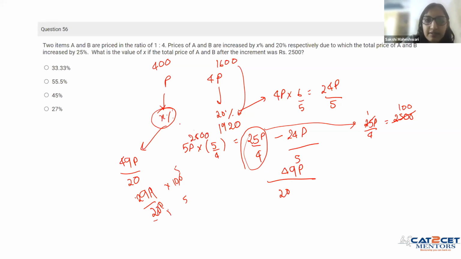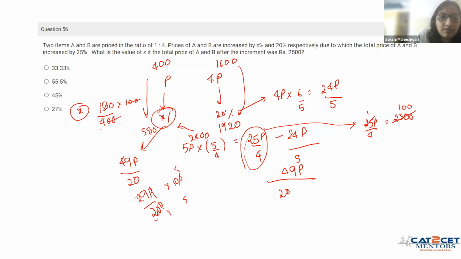So that means this will become 580. So there was an increase of 180 rupees on 400. This will be X, right? Are you getting it?